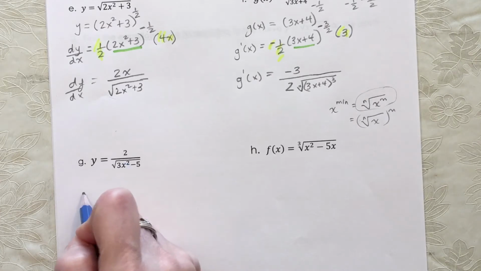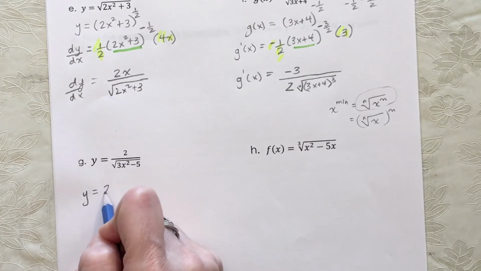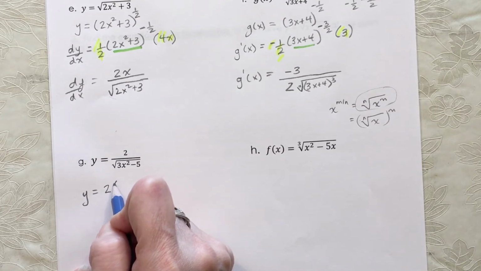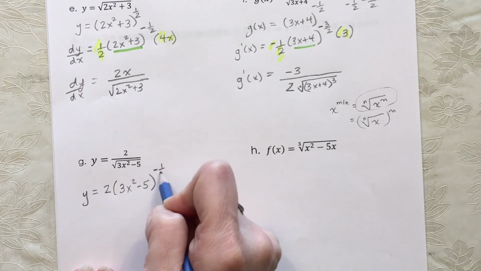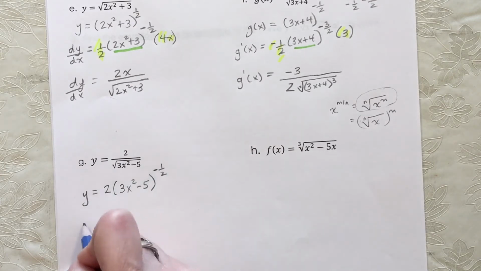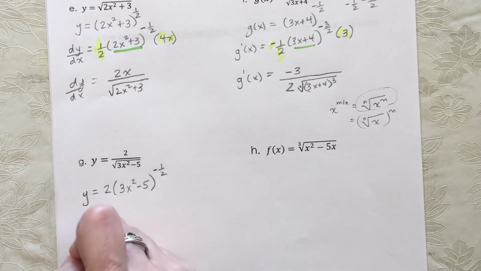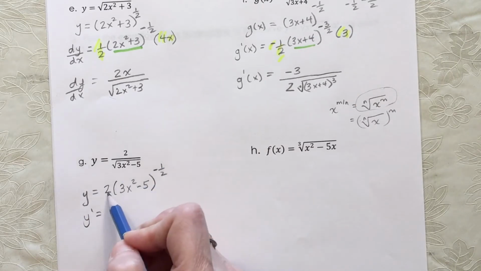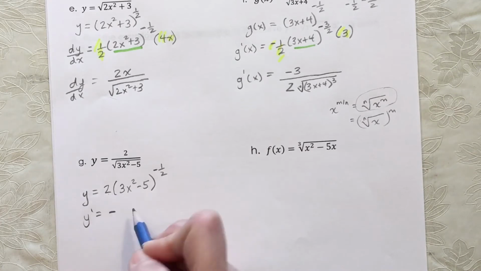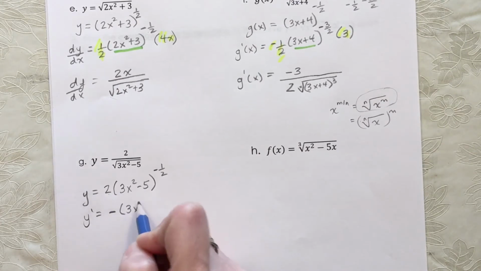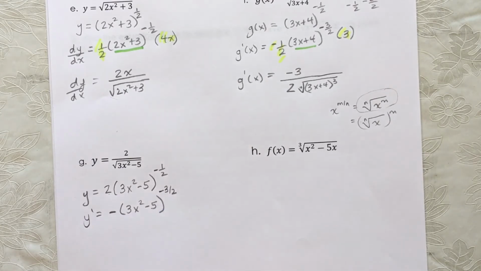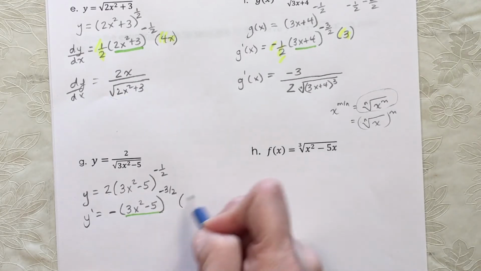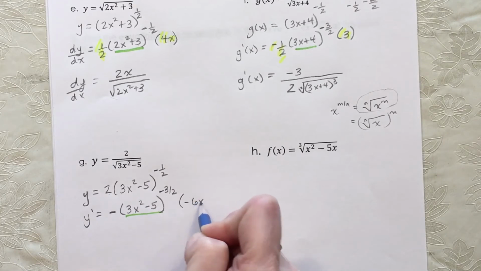Instead of a 1 on top, there's a 2. But you can still write this as 2 times 3x squared minus 5 to the negative 1/2. That's just y. That's rewriting it as a power function. So y prime is negative 1/2 times 2, which is negative 1, times 3x squared minus 5 to the negative 3 over 2. Decrease the exponent by 1. But then you have to multiply by the inner derivative, which is going to be negative 6x.